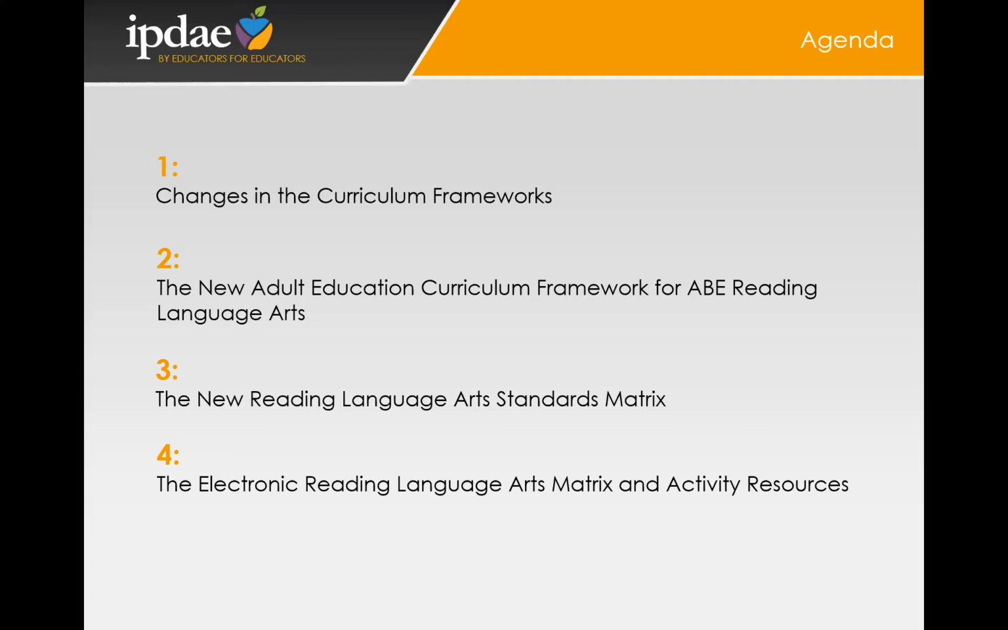So we're going to talk about how our curriculum frameworks have been changed, as of this current academic year. We're also going to talk about the matrix and how we developed the matrix based off of the new adult education curriculum frameworks. And then last but not the least, we'll cap it off with all of the ancillary materials that come along with the matrix, such as the activity resources.